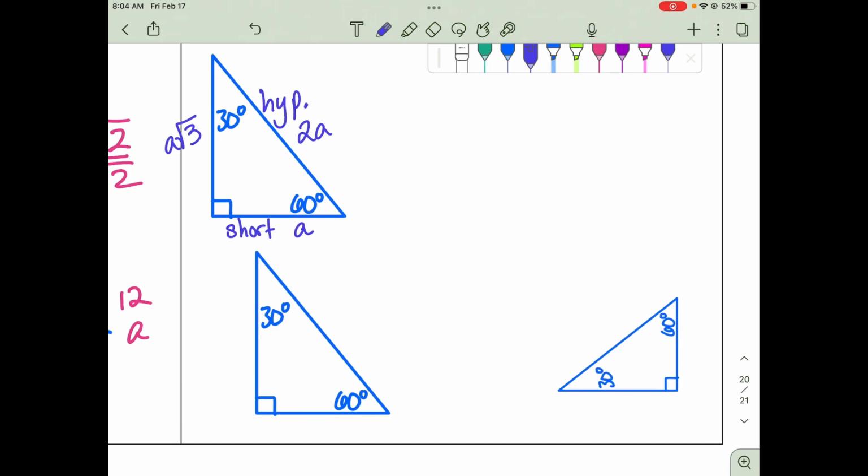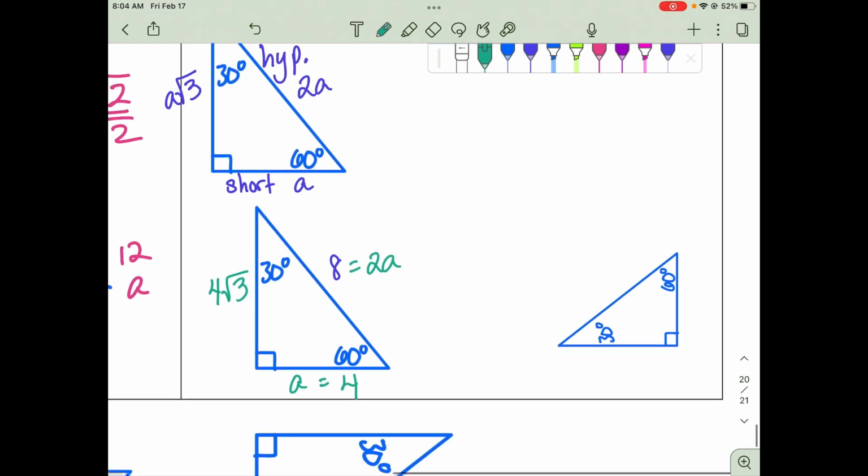So let's say that you were given the hypotenuse was 8. Then the hypotenuse is 2a. The short leg would then be 4, because we divided by 2, and then the long leg would be 4 root 3. Okay, now let's do another one.